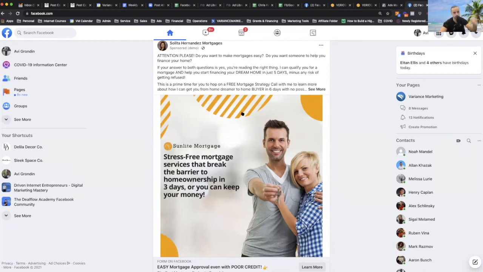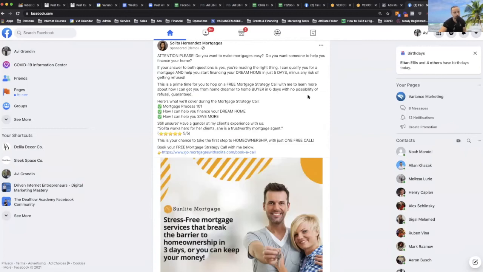That's a great creative. The orange stands out, the colors stand out, the people stand out. They're holding keys, right? It says stress-free mortgage services that break the barrier to homeownership in 3 days, or you can keep your money, right? Risk reversal offer. Make it a no-brainer for people and they'll move forward with you.